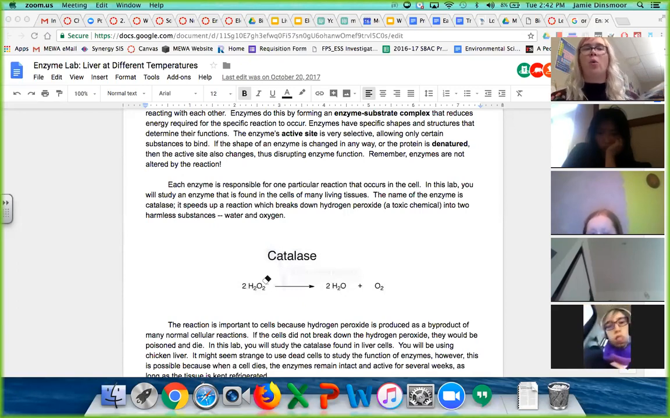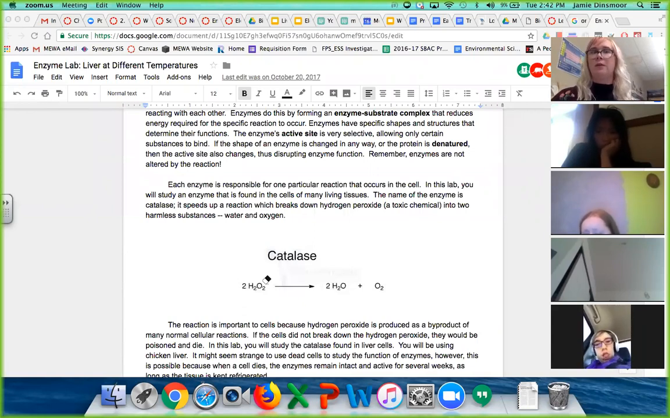Hydrogen peroxide is a poison, right? Your body is really adept at breaking it down. However, if you don't break it down, you will die, right? Livers are usually involved in detoxing or involved in getting rid of toxins or breaking toxins down. So it makes sense that livers would have a ton of enzyme in them, right? That's also why they're really healthy for you to eat. I personally do not eat them because I have a thing with animal stuff, but some people eat them.